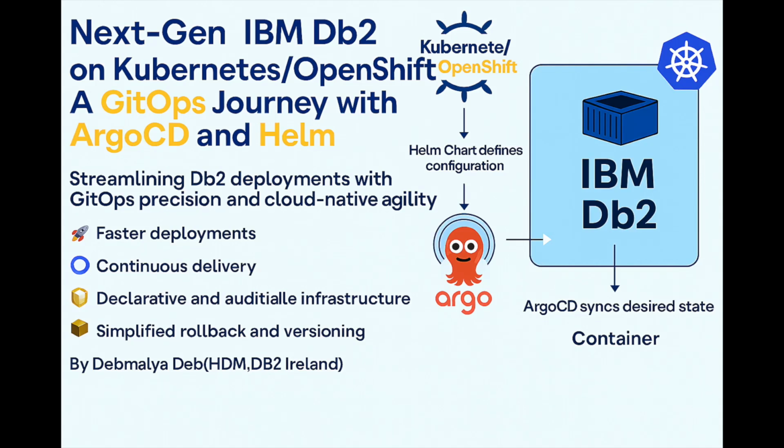I'll be demonstrating the exact process for deploying Next Gen Db2 on OpenShift platform using a modern GitOps approach. We leverage Helm for packaging and Argo CD for automated continuous delivery. By using Git as a single source of truth, we ensure our deployments are drastically faster, smoother, and easier, guaranteeing a robust and fully GitOps driven environment.